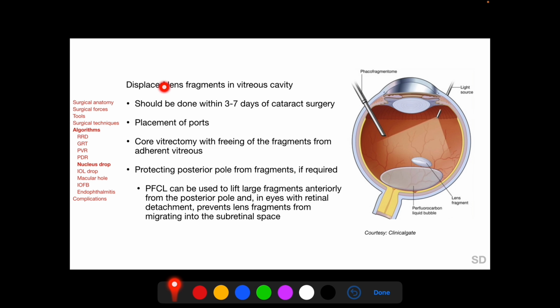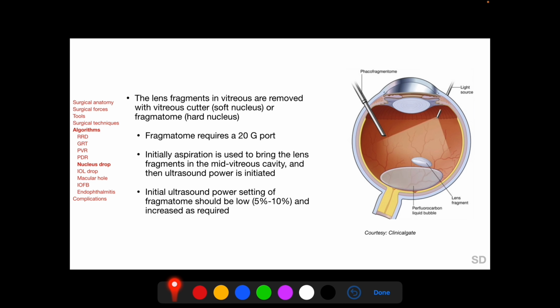Removal of dislocated lens fragments in vitreous cavity should be performed within 3 to 7 days of cataract surgery. Following placement of ports, core vitrectomy should be performed with freeing of the fragments from adherent vitreous, and this is very important to remember. Perfluorocarbon liquid can be used to lift large fragments anteriorly from the posterior pole as shown here in this figure. The lens fragments are then removed with vitreous cutter if the nucleus is soft, or fragmatome if the nucleus is hard.